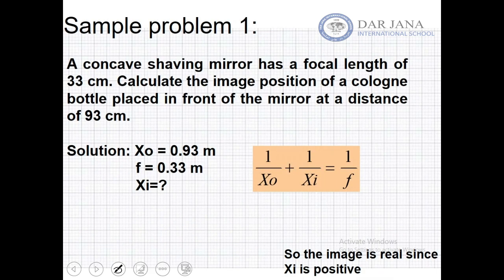Now, examples about this lesson. First of all, sample problem 1. A concave shaving mirror has a focal length of 33 centimeters. As we said, centimeters depends on the given. Calculate the image position of, for example, a cologne bottle placed in front of the mirror at a distance of 93 centimeters. Everything, guys, depends on the given, and the most important thing is the given.